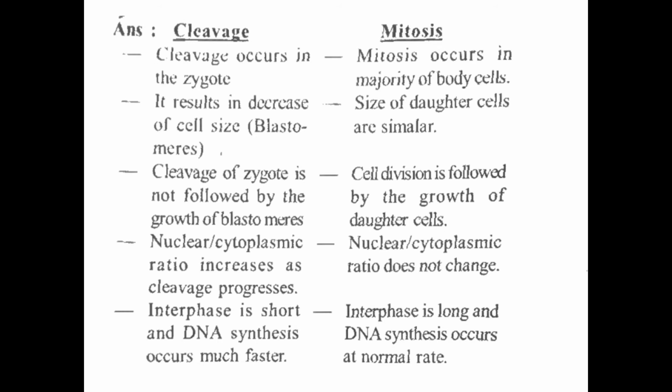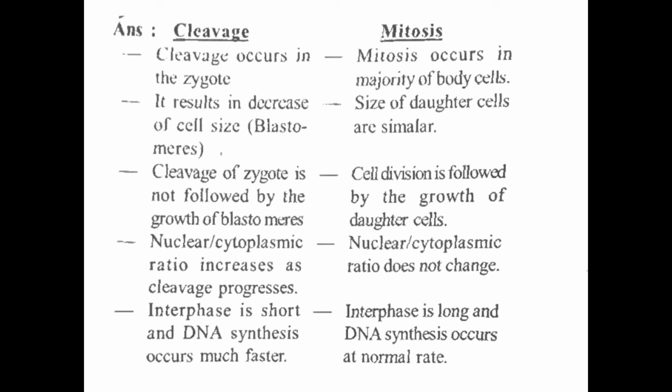Next, cleavage and mitosis. What are cleavage and mitosis? Cleavage occurs in the zygote. After fertilization, the zygote undergoes the cleavage process to form morula, blastula, gastrula, etc., turning a unicellular zygote into a multicellular embryo. This is the process of cleavage. Whereas mitosis occurs in the majority of body cells. In every cell mitosis occurs, whereas only in the embryo or zygote is cleavage formed.